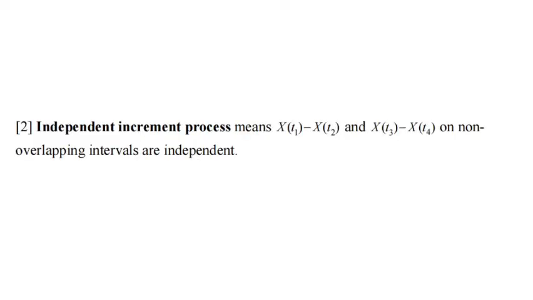Second, independent increment process means x(t1) minus x(t2) and x(t3) minus x(t4) on non-overlapping intervals are independent. So from the definition we can see that independent increments imply uncorrelated increments. And also what we learn is that independent increment processes include the Poisson process, random walk, and the Wiener process.